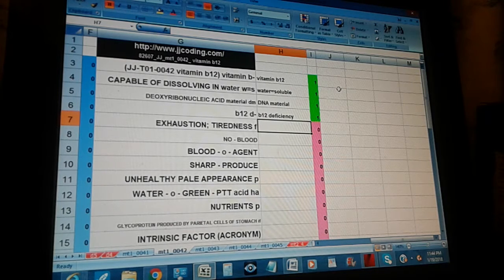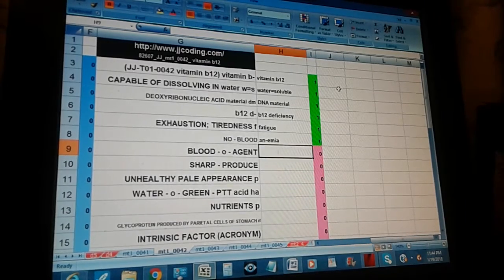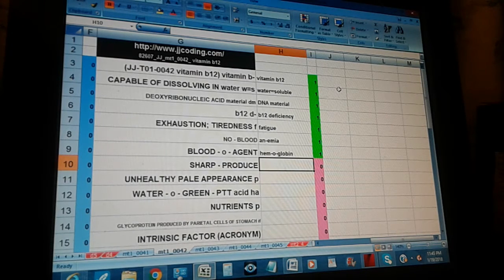Okay, exhaustion, tiredness, starts with F. Fatigue. No blood. Anemia. Which is the etymologic interpretation of it, right? We know that it's because there's not enough red blood cells, but etymologically it means no blood. An is no, and emia is blood. Okay, blood or agent? Hemoglobin, good. Sharp, produce. This is the etymology too.